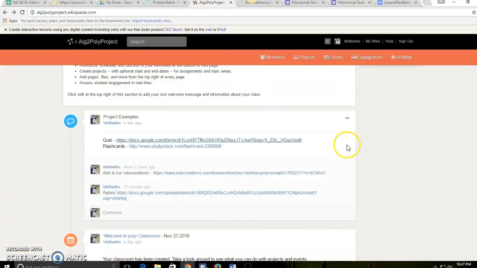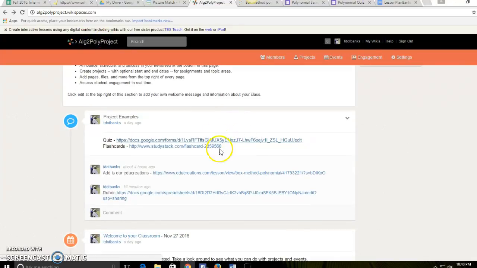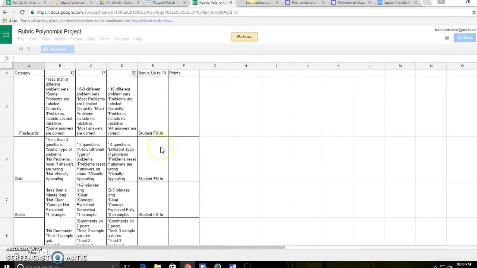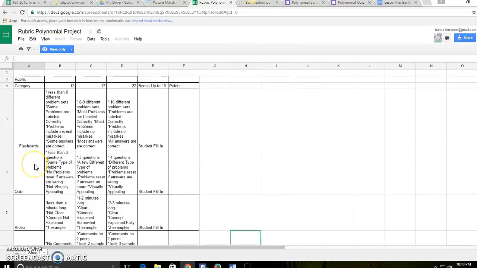So what our kids would do, I created a wiki for it. As I said, right now it's the Algebra 2 pilot project, and we'll add kids in the Algebra 2 class next semester. And I left them with all of the samples, including the sample rubric, which included flashcards, quiz, video, peer review. They have to do the same type of peer review that we have to do for our class. Left them with 4 categories: 12-point category, 17-point category, 22-point category.